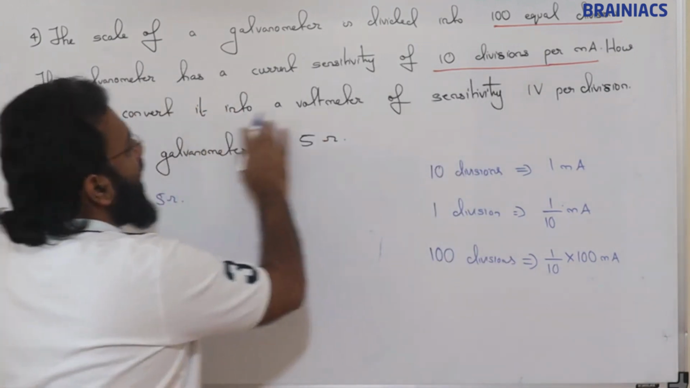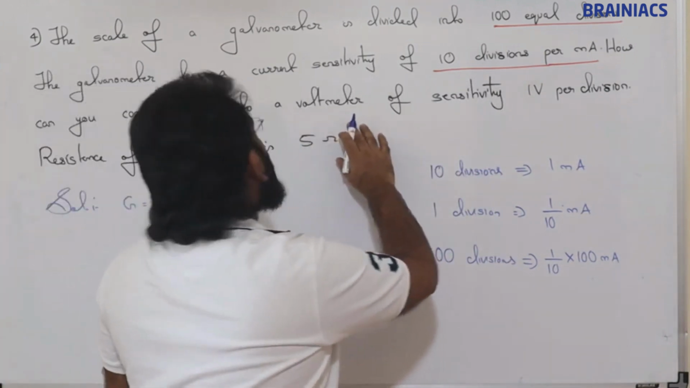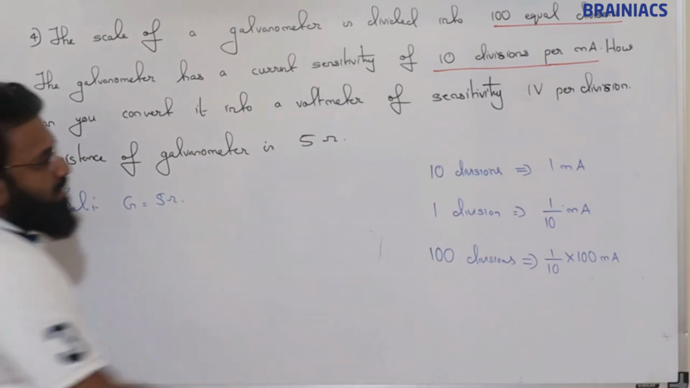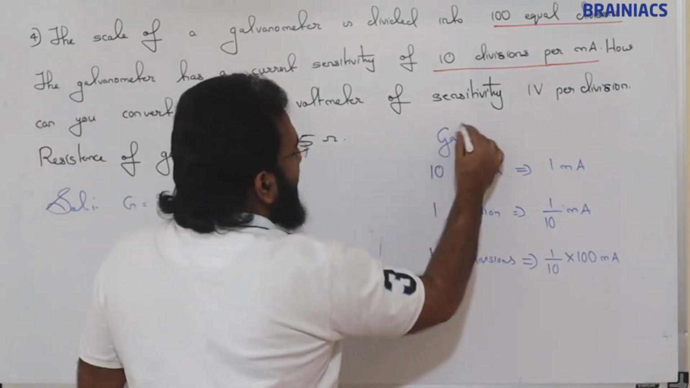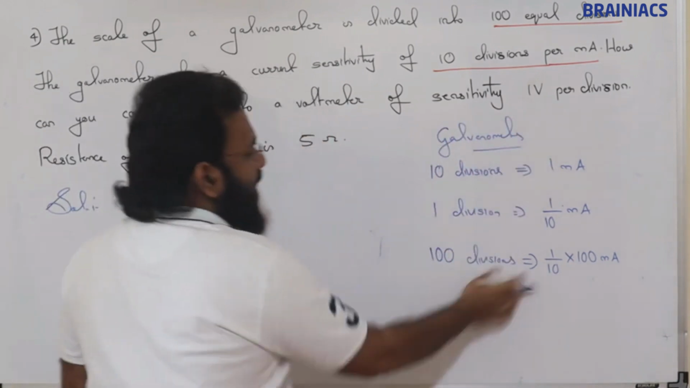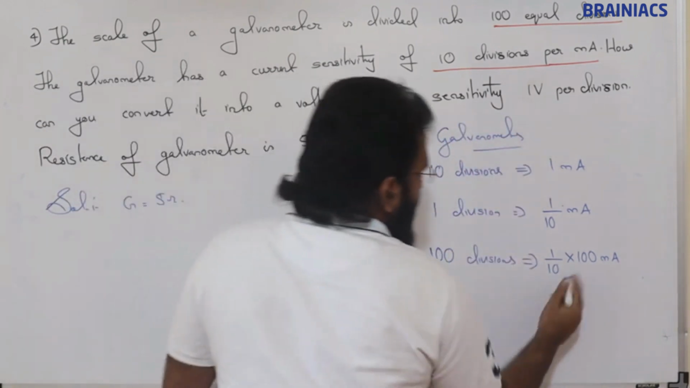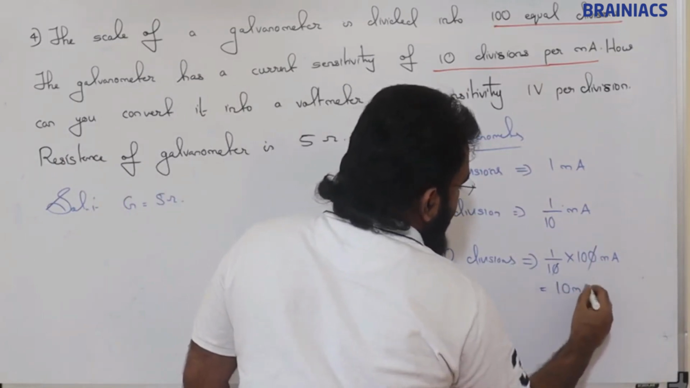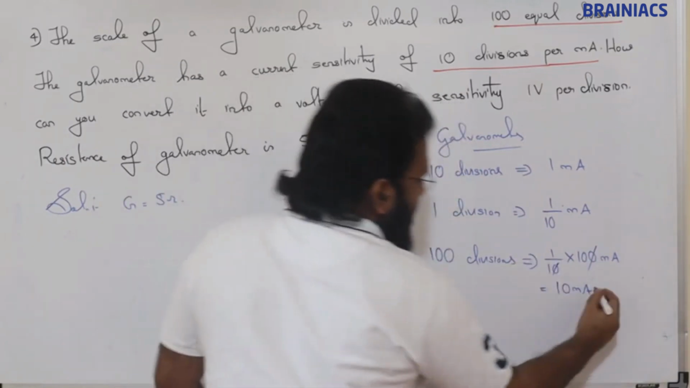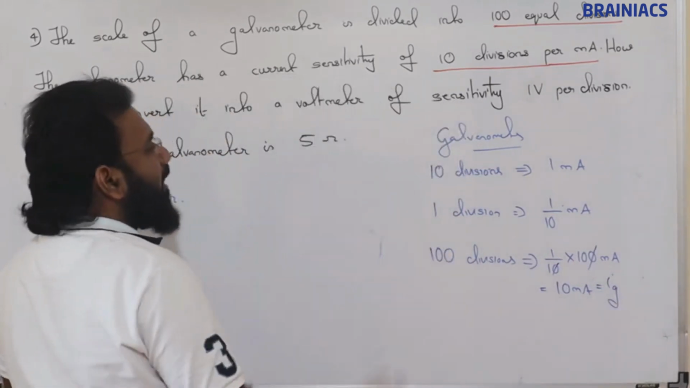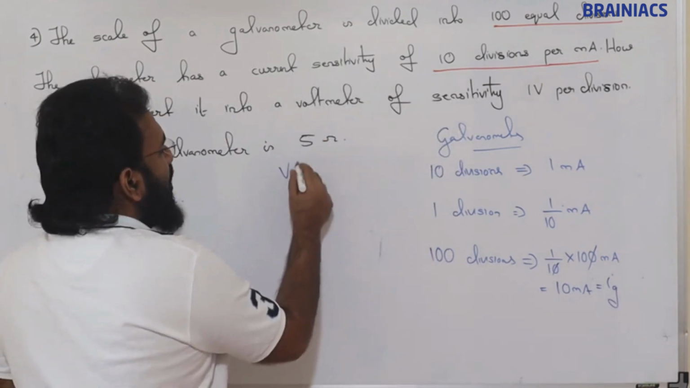Now how can you convert it into a voltmeter of sensitivity 1 volt per division? So this is about the galvanometer. 100 divisions are there, which means this is nothing but 10 milliampere. What is this actually? This is nothing but its maximum current when it is a galvanometer.